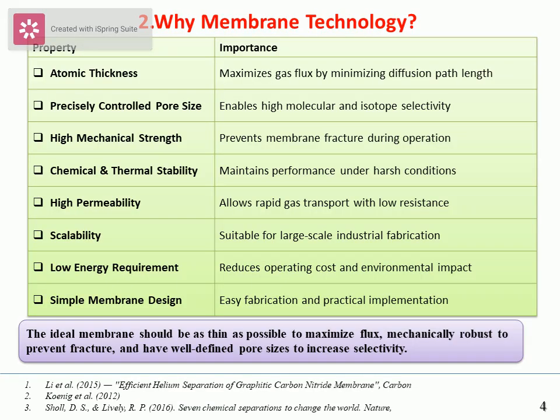So we discuss why membrane technology. Look at the table. Membranes are very thin for fast gas flow. They have tiny exact pores for high selectivity. They are strong and work well in tough conditions. They use less energy and are easy to scale up.